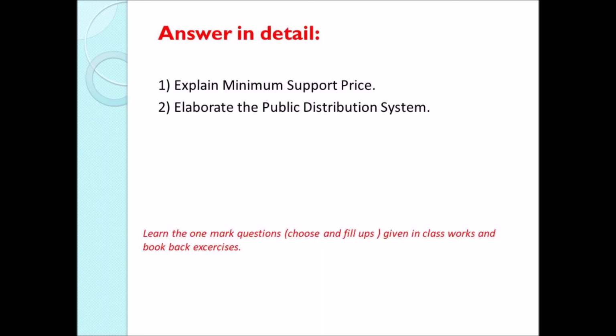Answer in detail. Explain minimum support price. What is meant by minimum support price? Minimum support price means it is the fixed price which is fixed by the expert group for the crops during the sowing season, and the farmer has the option to either sell the harvested crops to the government at the minimum support price, or he can sell it in the open market also. Refer to your classworks, textbooks, or printed notes for this answer.